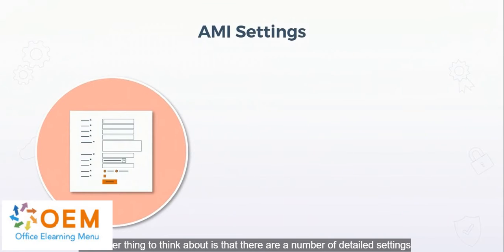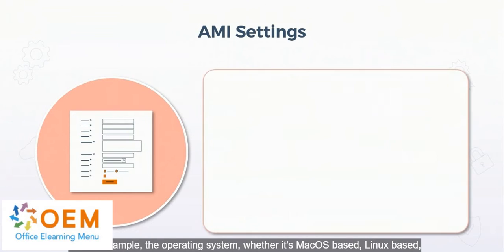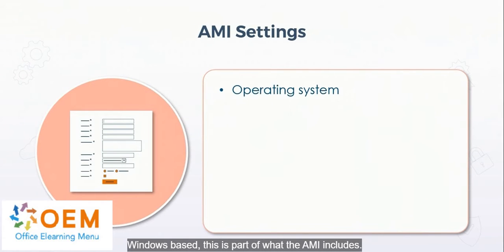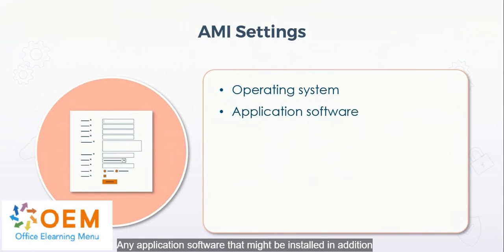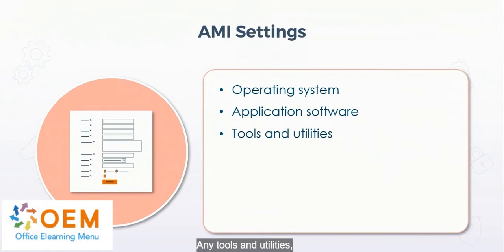The other thing to think about is that there are a number of detailed settings when you work with an Amazon machine image or an AMI. As one example, the operating system, whether it's Mac OS based, Linux based, or Windows based, this is part of what the AMI includes. Any application software that might be installed in addition to the operating system. Any tools and utilities. The root volume.